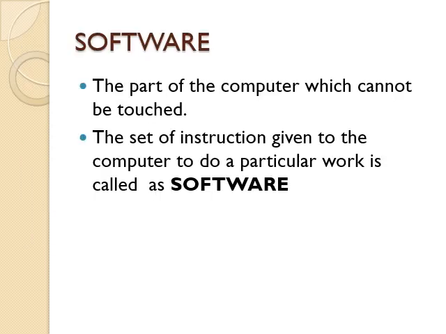Software. So what is software? Software are the parts of the computer that we cannot touch or feel. Going into detail, software are the set of instructions that we give to the computer to do a particular work. If I am giving an instruction, I can listen to it, but I cannot see it or touch it. In the same way, software are the parts of the computer which cannot be touched or seen.